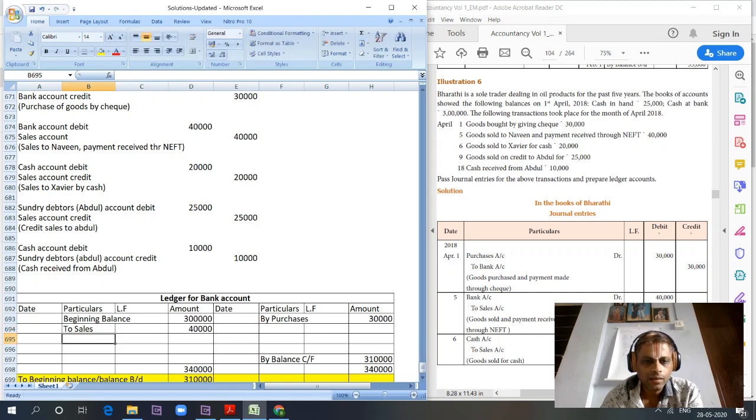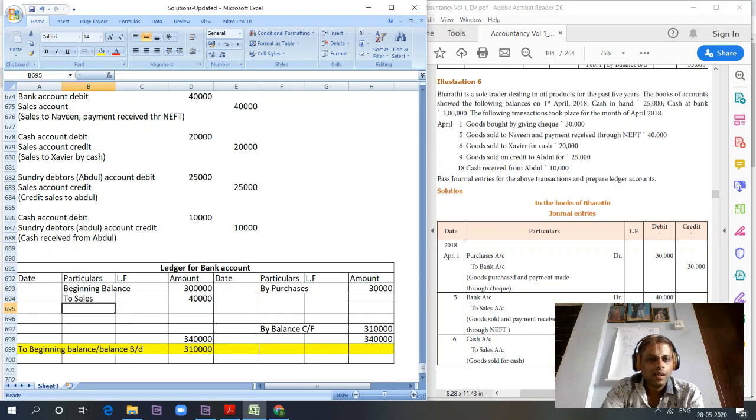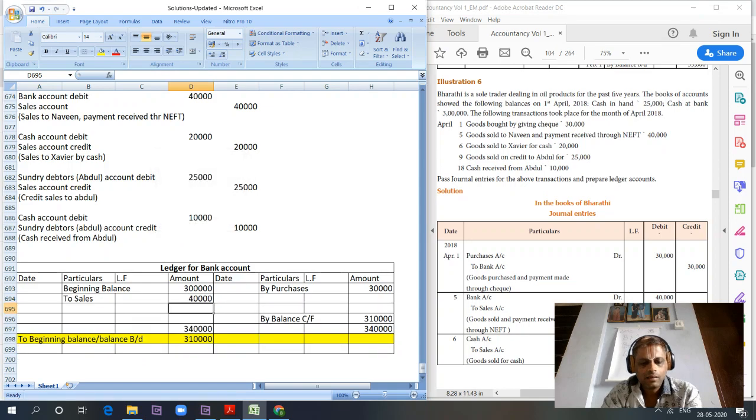Next transaction is cash account, and this is sundry debtors to sales account. This is cash account, cash received from Abdul. So there are only two transactions in bank. One is the purchases paid by check. The other one is sales to Naveen and payment received through NEFT. Now you can see here the total is 3,40,000. Purchase is 30,000. Then the balance carried forward is 3,10,000, the beginning balance transferred to the next period. Because it is a personal account, we are carrying forward the balance to the next period.